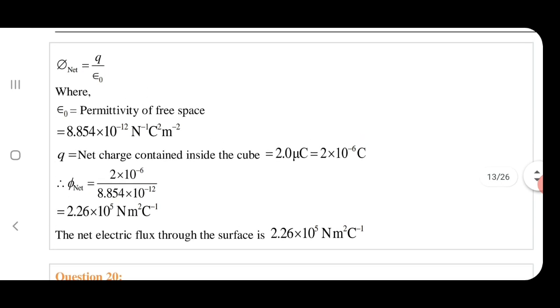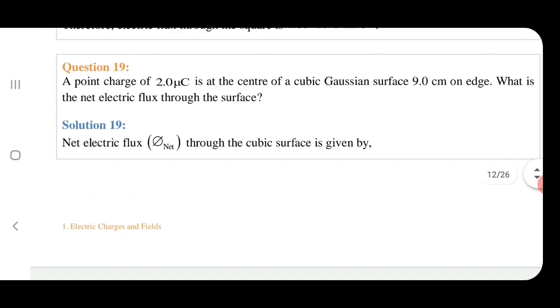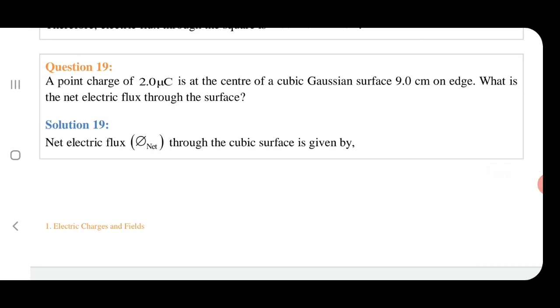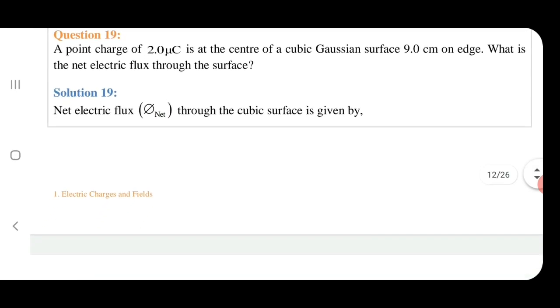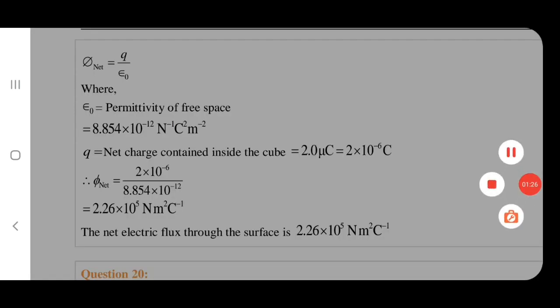Okay, such questions usually come for board exams also, and you will get misled because the edge length is given. You may think that something is to be done with that given data. So think carefully. The flux is only Q by epsilon 0. You need to substitute only that.